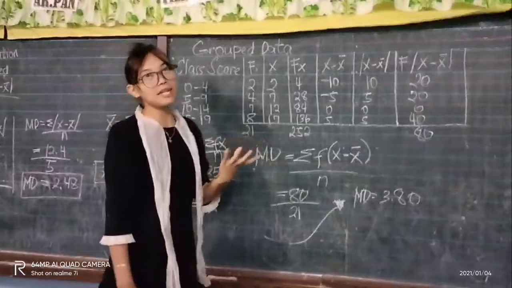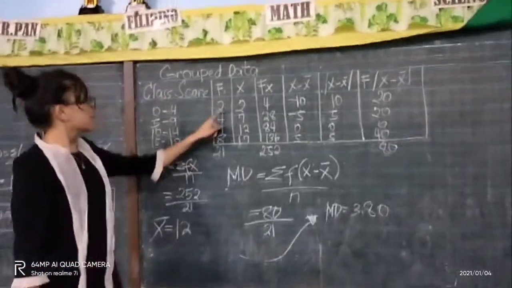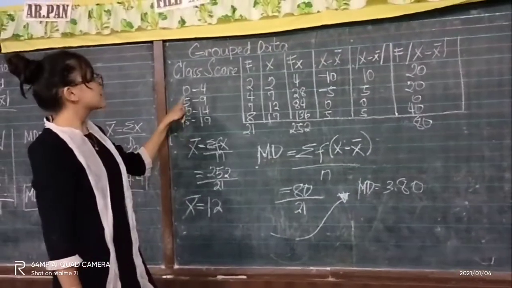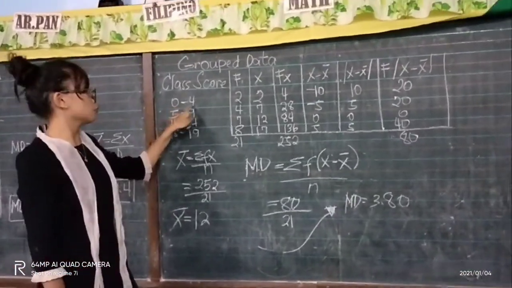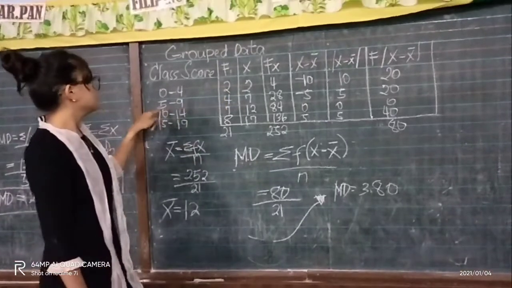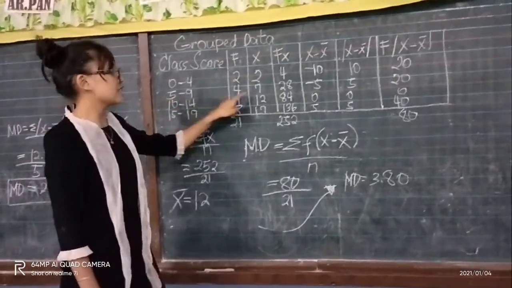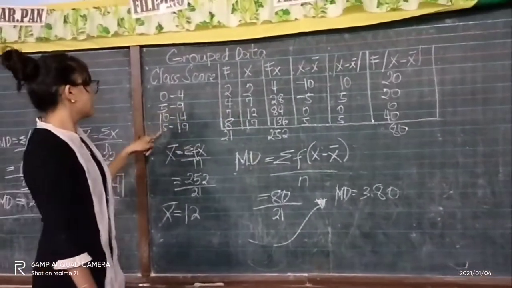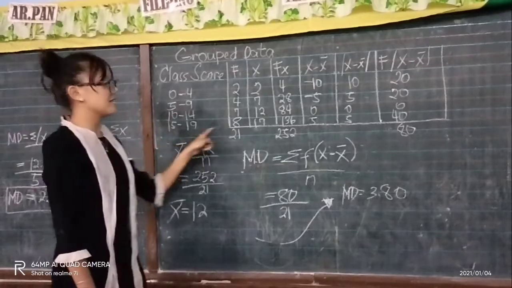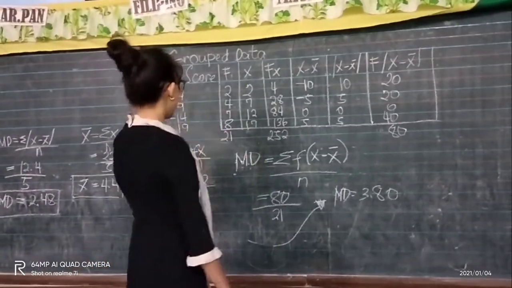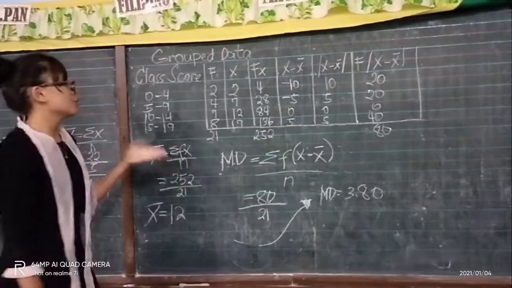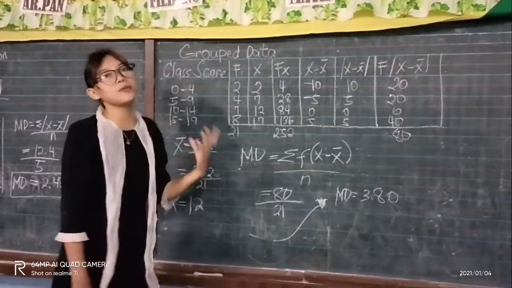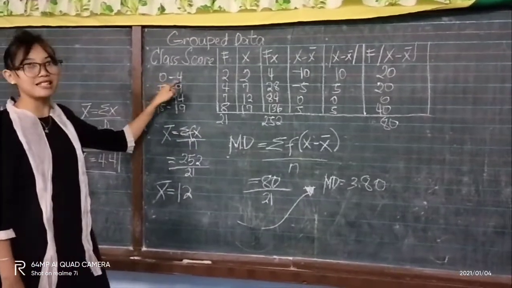To determine the value of x, the midpoint of the class is the value of x. The midpoint of 0 to 4 is 2. The midpoint of 5 to 9 is 7. The midpoint of 10 to 14 is 12. And the midpoint of 15 to 19 is 17. We also have another way to determine our x. The other way is to add these and divide by 2.